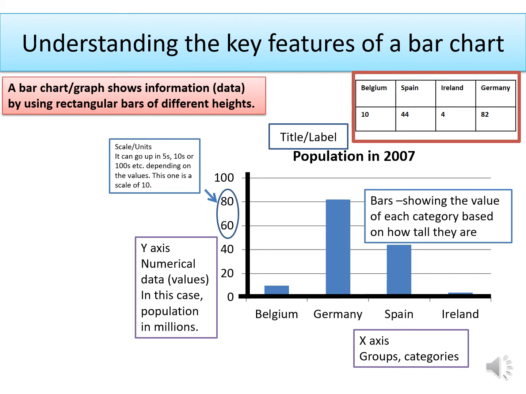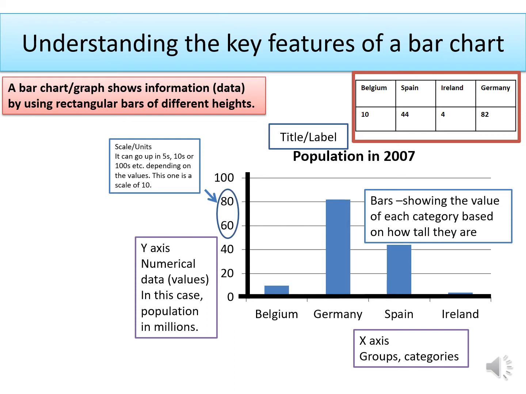Bar graphs are not the same thing as histograms, where the bars are not separate. So always, when you draw your graph, you have to make sure that you leave gaps between the bars, exactly as you see in this graph here. Always make sure you leave equal space between the bars.